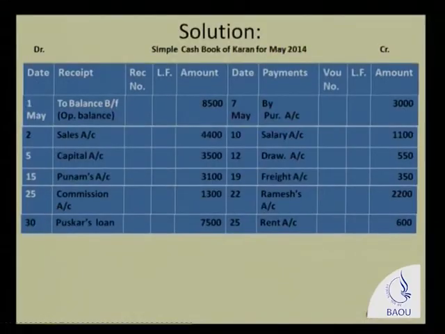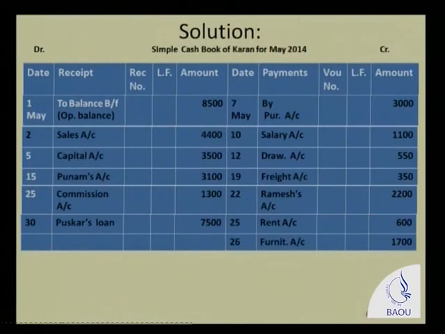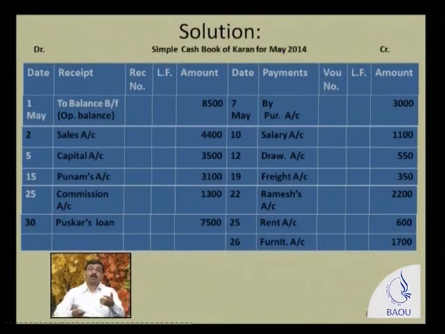Now moving to the next transaction, that is 26th of this month, furniture purchased for the business of rupees 1700. So now they purchased furniture. In that sense, something comes in. Furniture is an asset, so it affects a real account. What comes in? Furniture comes in. So furniture account is debit.